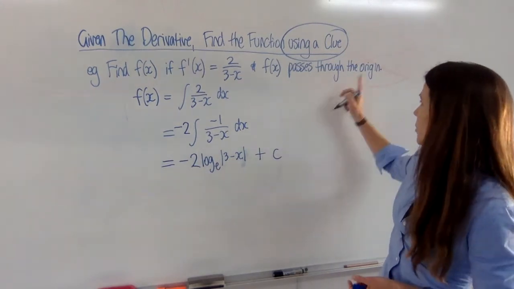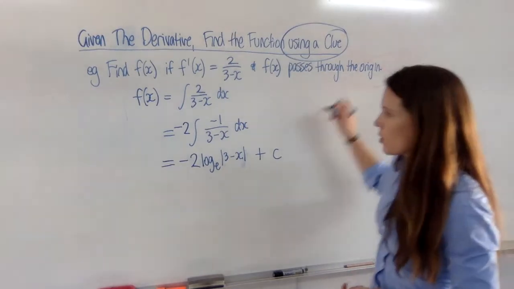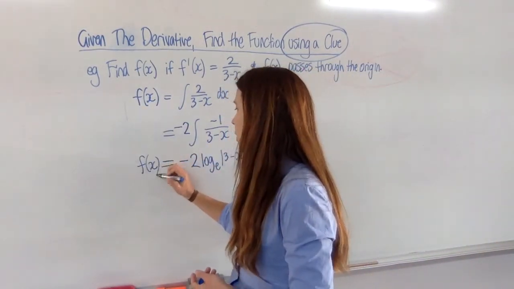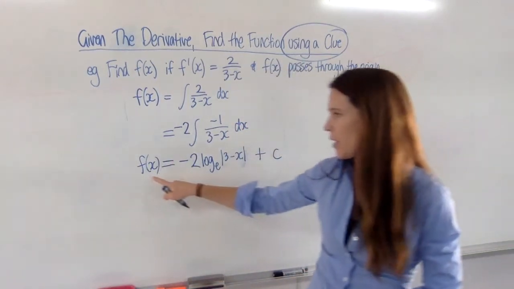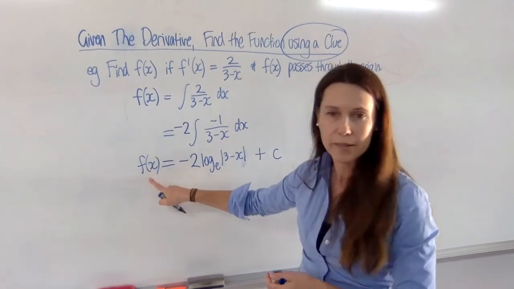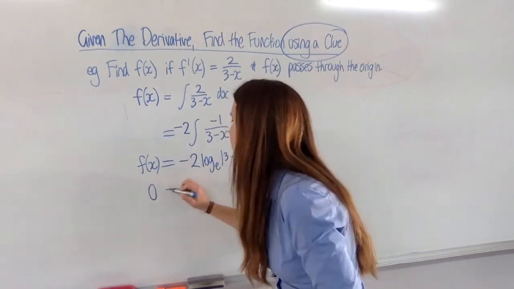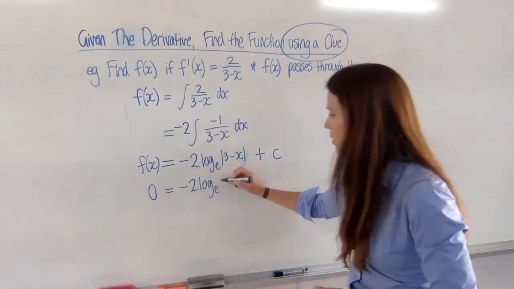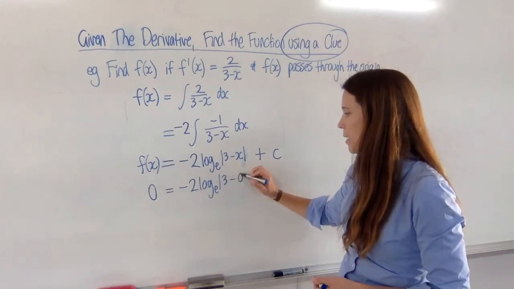Now I've got my clue, it passes through the origin. So my function, I could write it as f of x here, or y, but bear in mind that f of x is y. So in other words, when y is 0, x is 0. So I can now go ahead here and put 3 minus 0.